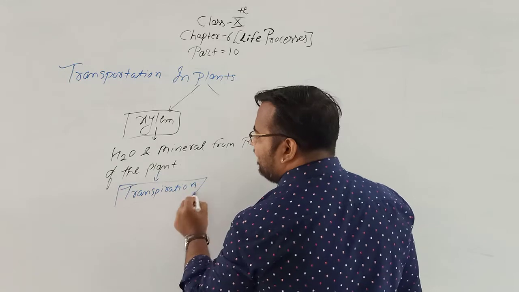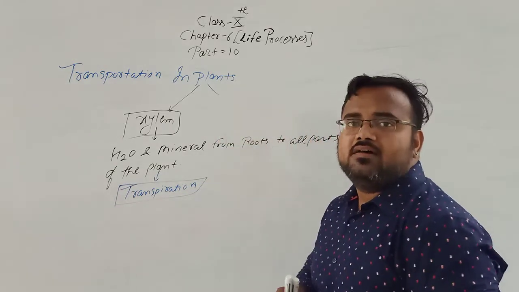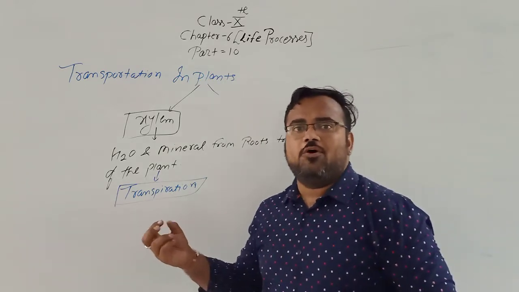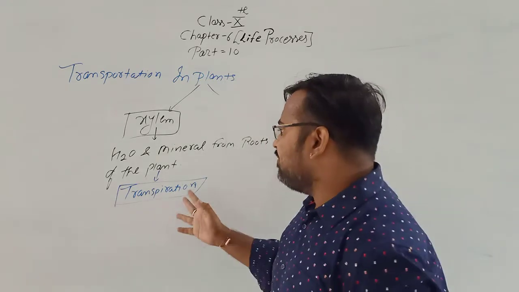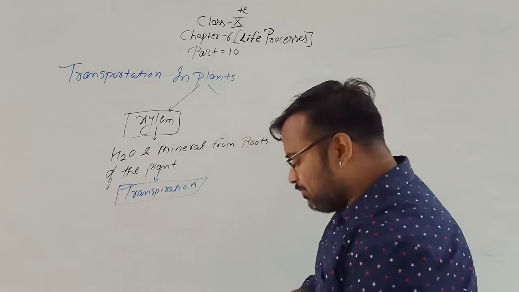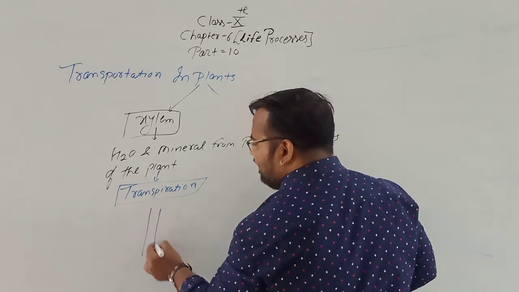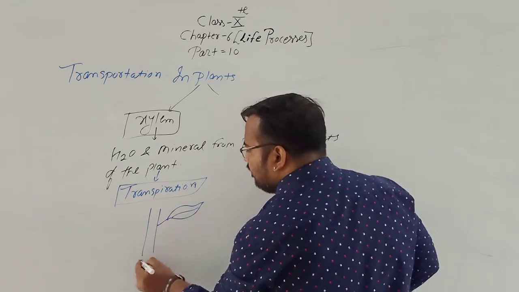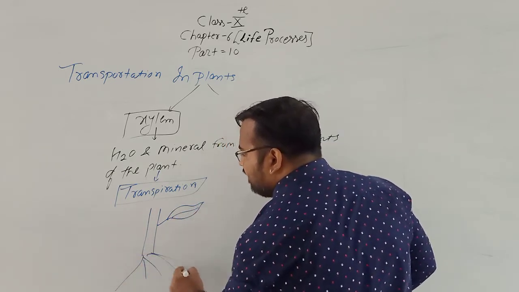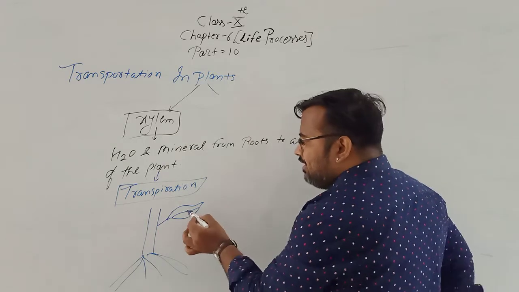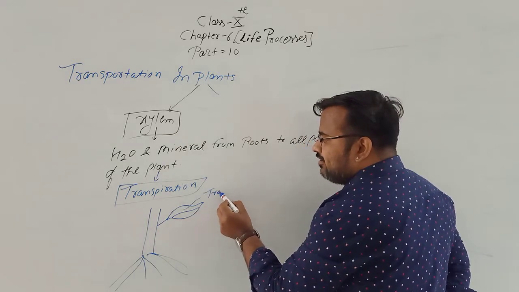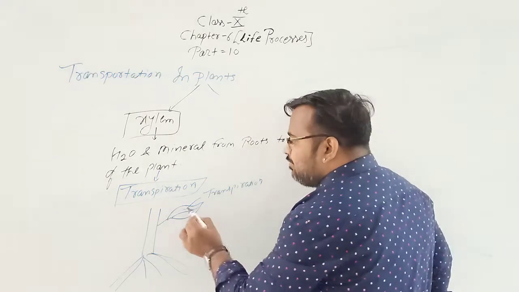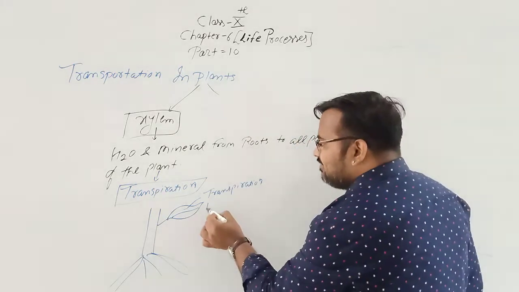Okay, what is the meaning of transpiration? Transpiration means the evaporation of water. The loss of water from the leaves is known as transpiration. See, from the leaves, suppose this is the plant, and this is the roots of the plant. Now if transpiration takes place from the leaves, that means here the concentration of water decreases.